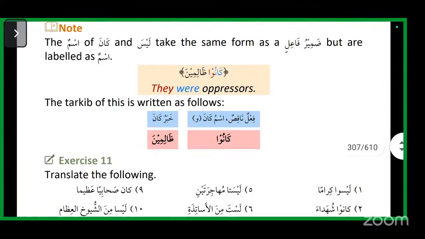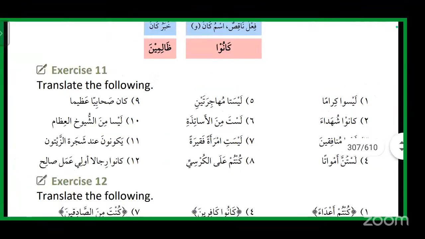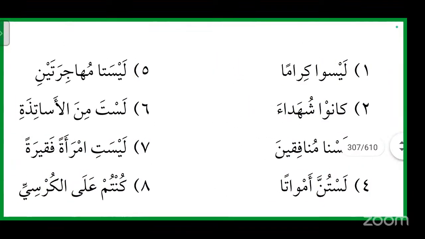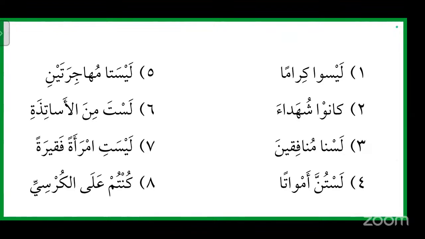Translate the following exercise 11. Laisu kiraman: they were not humble. Kanu shuhada'a: there were martyrs. Lasna munafikin: we are not hypocrites. Lastuna amwatan: they are not dead. The ladies are not dead. Correct.